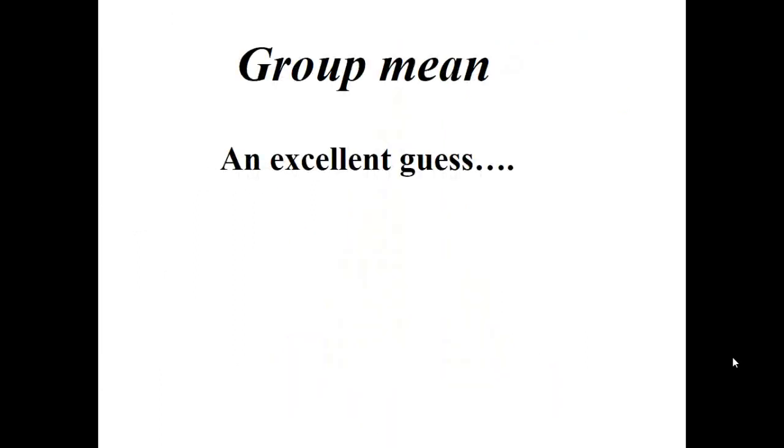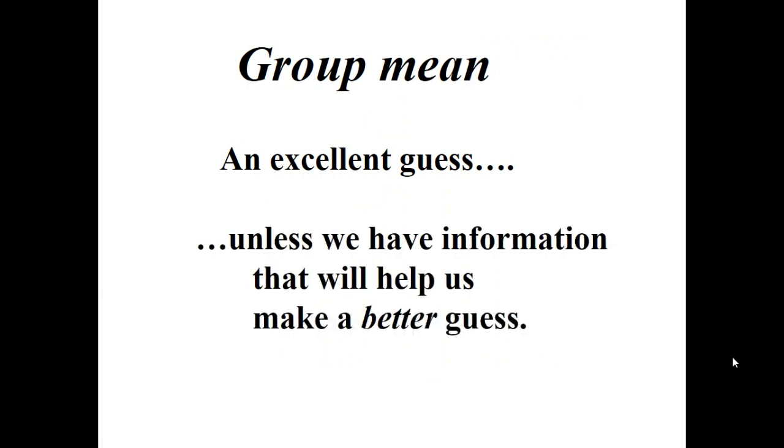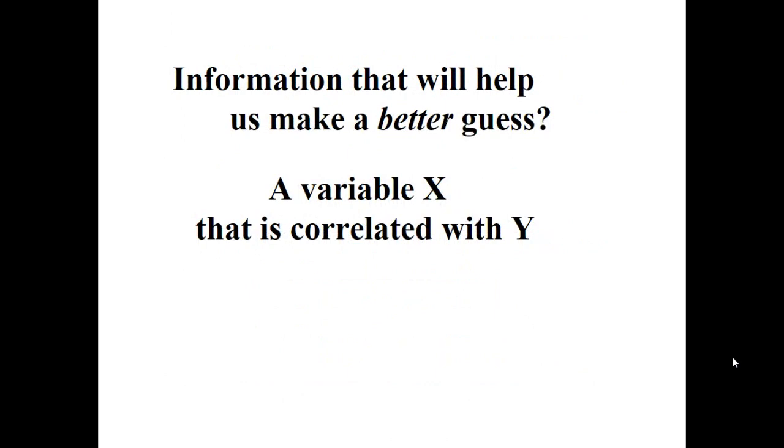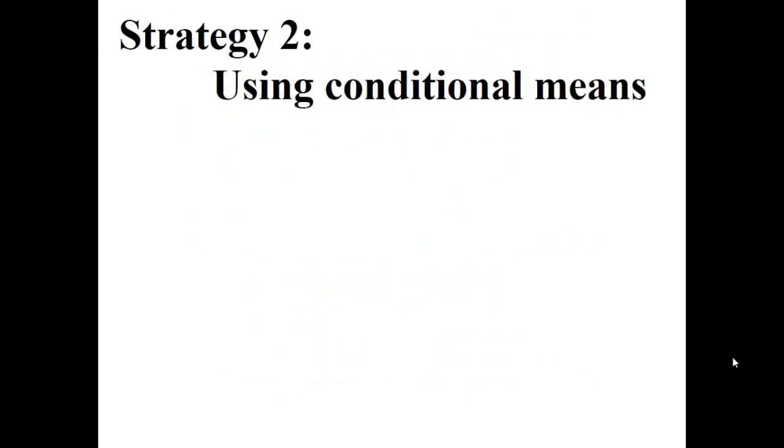Statisticians say that the group mean is an excellent guess, unless we have information that will help us make a better guess. And what kind of information is it that will help us make a better guess? Well, the answer is a variable x that is correlated with y will help us make a better guess. So this brings us to the second strategy for making estimates, using conditional means.